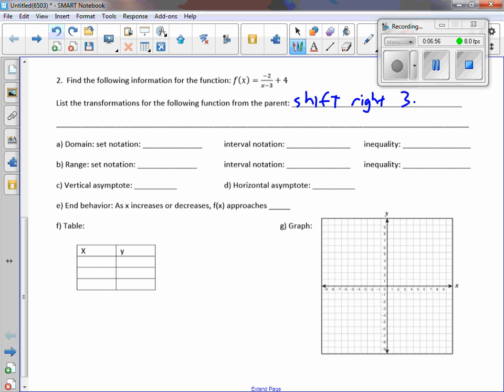Now, the top part is the same as our multiplier out front. I could have just as easily written this as negative 2 times 1 over x minus 3 plus 4. Two different ways of writing the same thing. You need to be ready for either of them. So that negative out front, no matter which way we write it, means reflect over the x-axis.